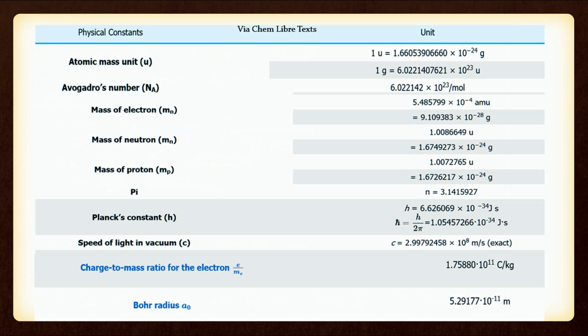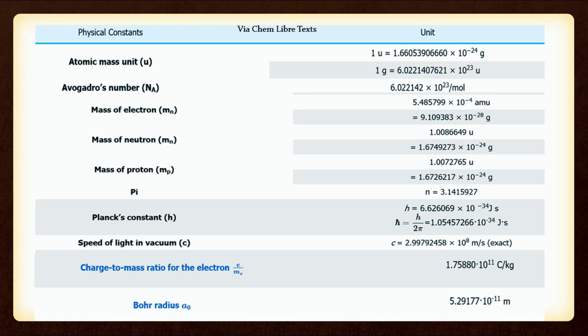The physical constants and their respective units used in these problems are as follows. Atomic mass unit U, where 1 U is equal to 1.66 into 10 power minus 24 grams, and 1 gram is equal to 6.022 into 10 power 23 U. Avogadro's number Na is equal to 6.022 into 10 power 23 per mole. Mass of electron m_e is equal to 9.1 into 10 power minus 28 grams, or 9.1 into 10 power minus 31 kg, or 5.485 into 10 power minus 4 AMU.